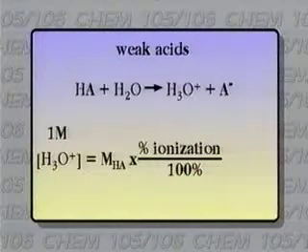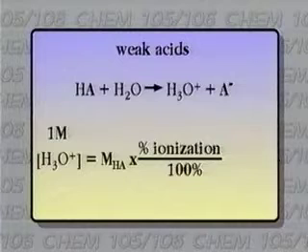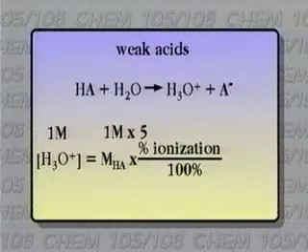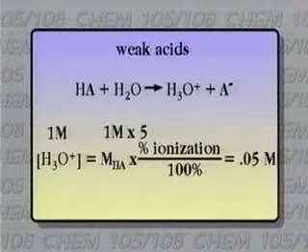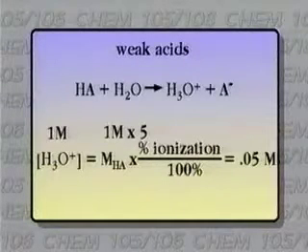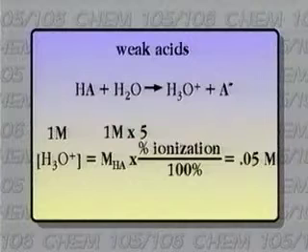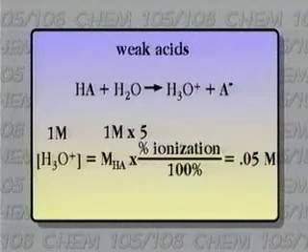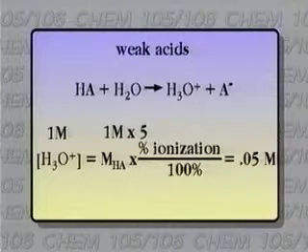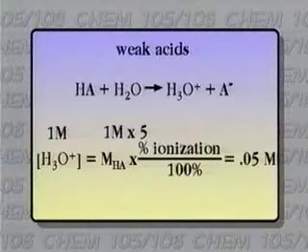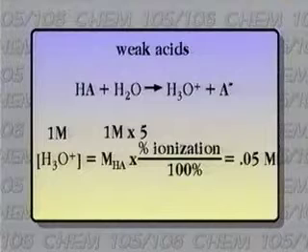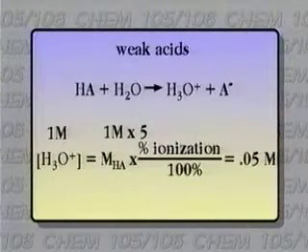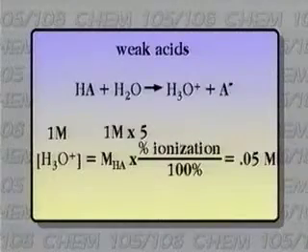So therefore, the hydronium ion concentration would be 1 molar times 5 over 100, or 0.05 molar concentration of hydronium ion. 95% of the acid would still be molecular in its form. So weak acids then are chemicals which undergo only partial ionization when put into water solutions.